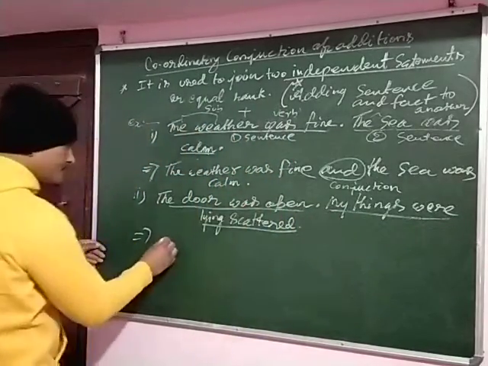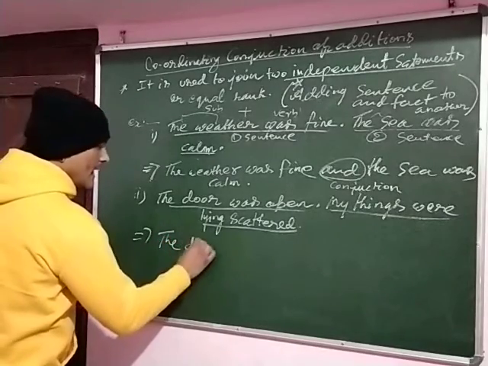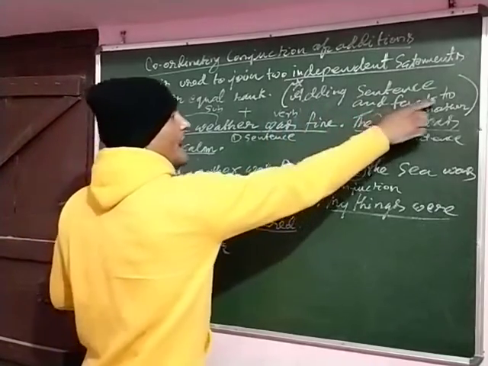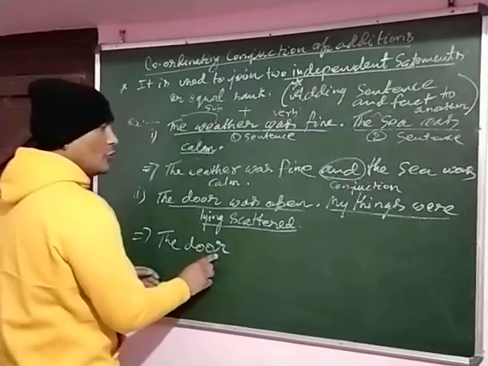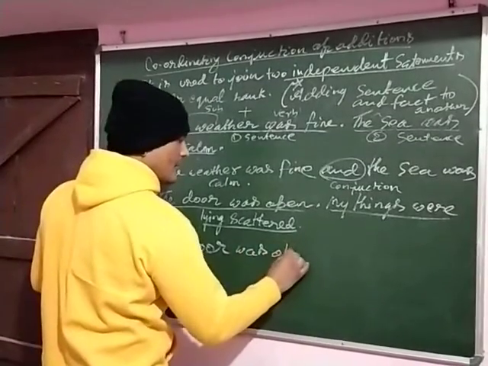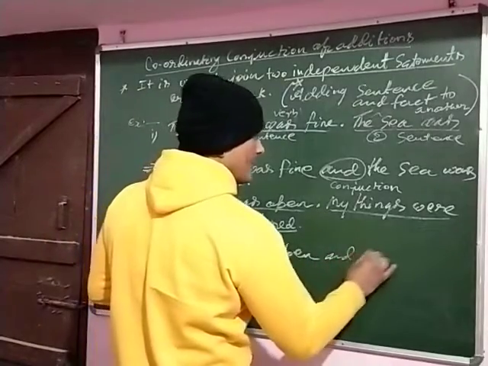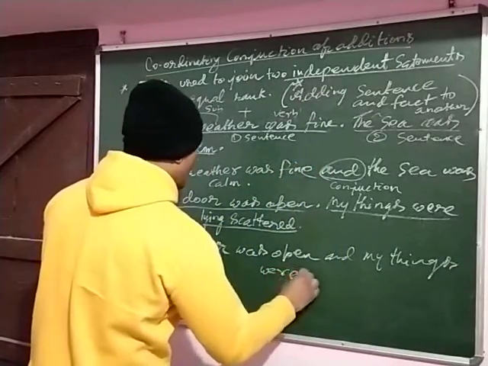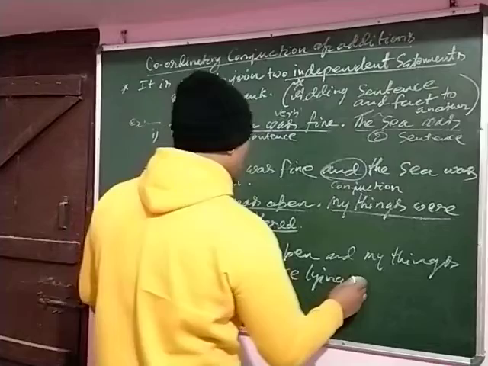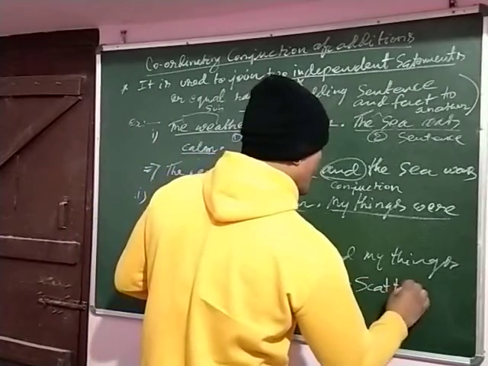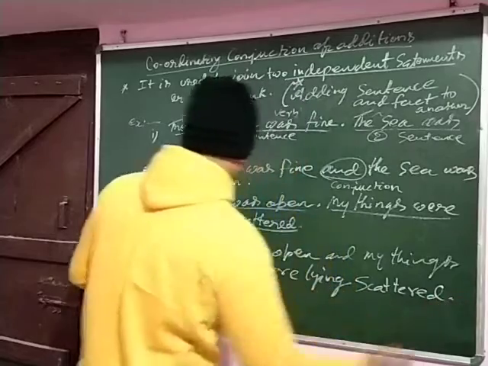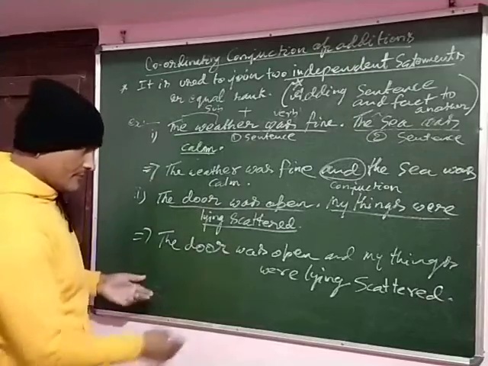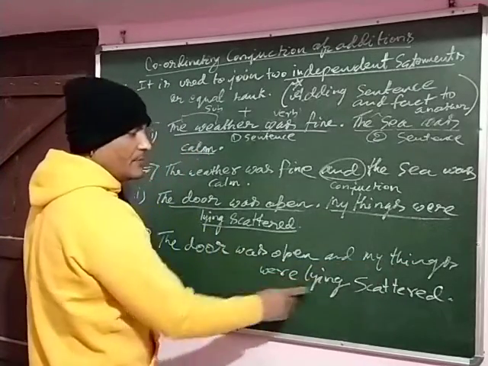How do we join them? By using the conjunction "and", because these two sentences are related by fact to one another. The door was open and my things were lying scattered. The door was open, and my things were lying scattered.